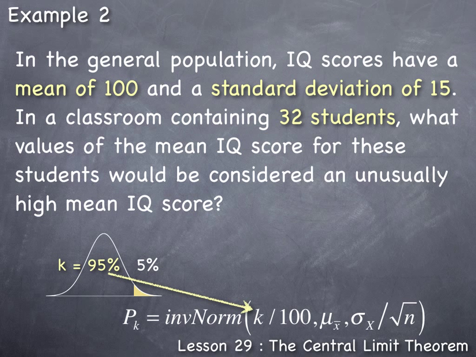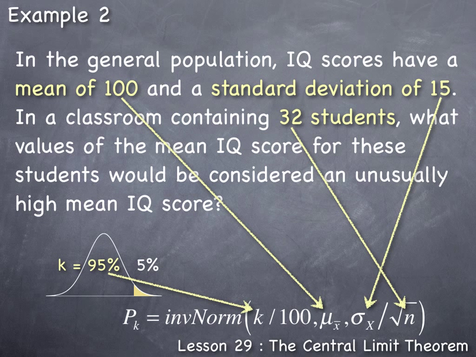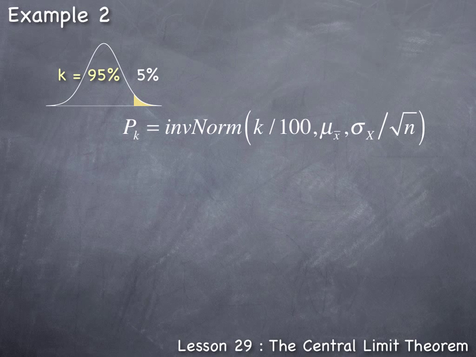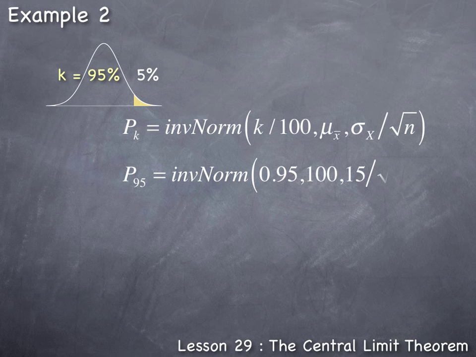So here we know that the mean IQ scores in the general population is 100, so we'll use the mu sub x bar of 100. The standard deviation was 15, so sigma would be 15, and there's a total of 32 students in the class, so n would equal 32. So using these values in the inverse norm command, we can find the particular result we need.